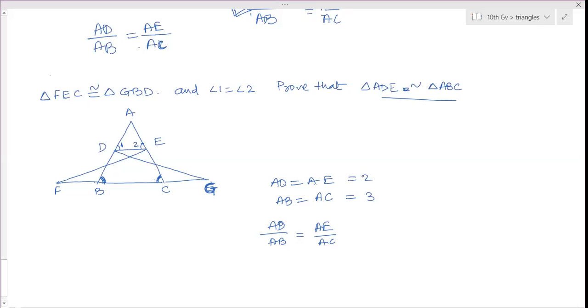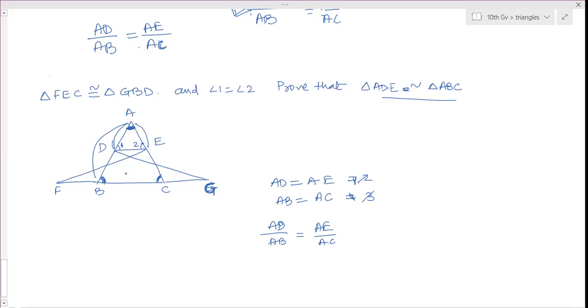So the ratio is the same. When the ratios are the same, and angle A is common for both the triangles, AD is a part of triangle ADE and AB is a part of triangle ABC. AE is a part of triangle ADE. AC is a side of triangle ABC. So two sides are proportional and the angle between those two sides, angle A, is common. Therefore, the two triangles are similar by SAS similarity.